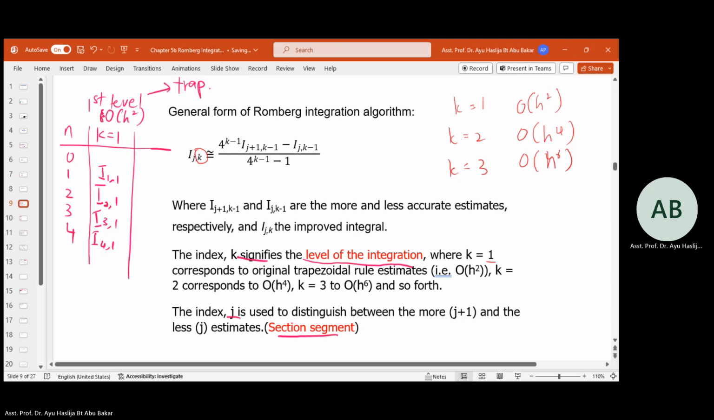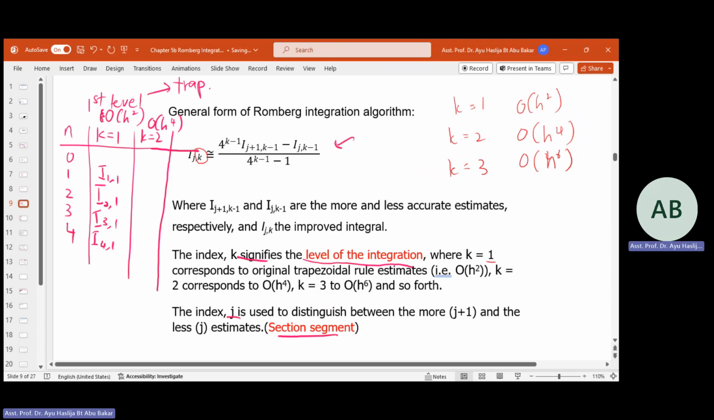Then, from there, using Romberg, using this equation, we will find for K level 2, which is O level H4. To find this level 2, no more trapezoid equation. We use this Romberg equation. Both of these, I11 and I21, remember, more accurate and less accurate from the equation just now.